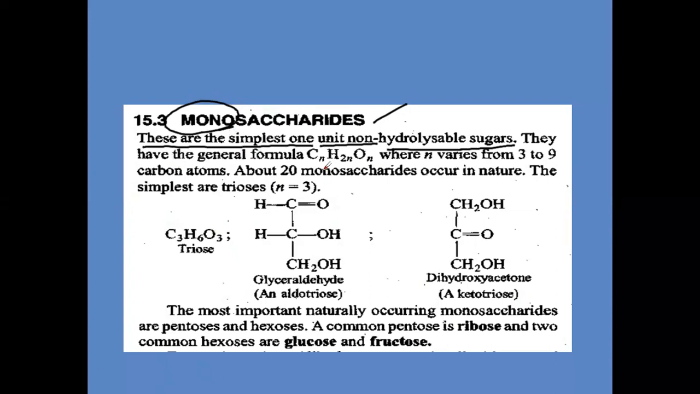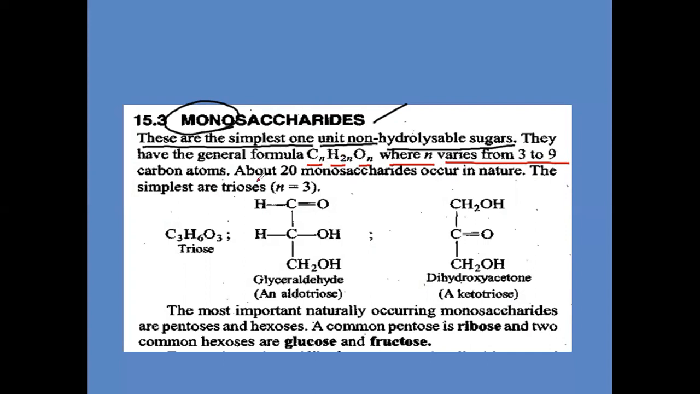And they have the general formula: CnH2nOn. n is the number of carbons, and n is again the oxygen number, and the hydrogen number is equal to 2n. Where the n value varies from 3 to 9. If the n value is 3, what is the formula? C3H6O3. If the n value is 6, then C6H12O6.